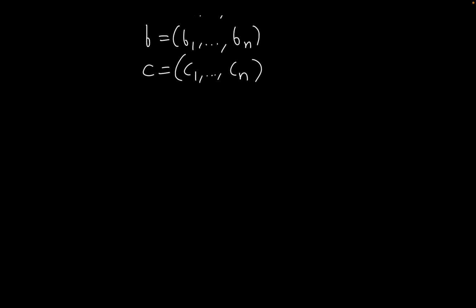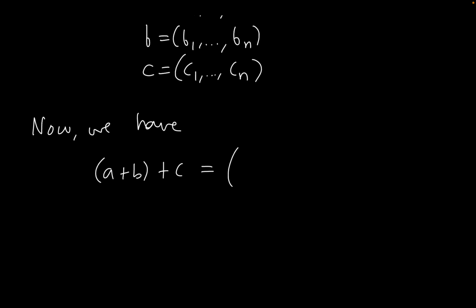So now we're going to consider the list A plus B added to C. What we can do simply here is just replace A, B, and C with their representations. So A would be the list A1 through An, plus the list B1 through Bn, and all of this added to the list C1 through Cn.